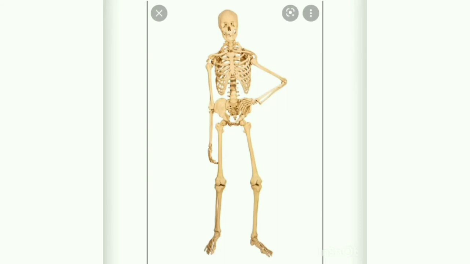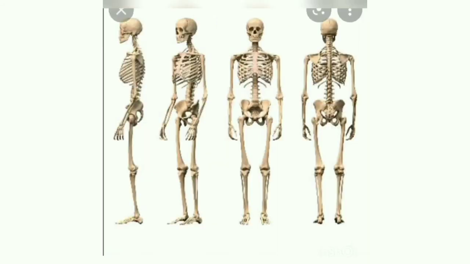My topic is the human skeleton. The skeleton provides the basic framework of the body. It has 206 bones, cartilages, more than 600 muscles, ligaments, and tendons. The human skeleton is classified into two distinct parts, namely the axial skeleton and the appendicular skeleton.